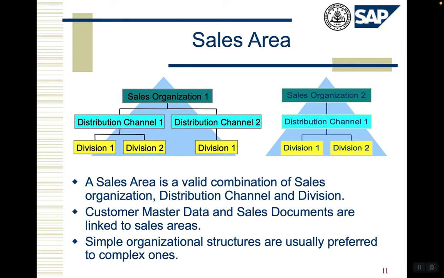And then finally, we have what we call the sales area. It's a combination of the sales organization, distribution channel, and division. And they're all tied together.